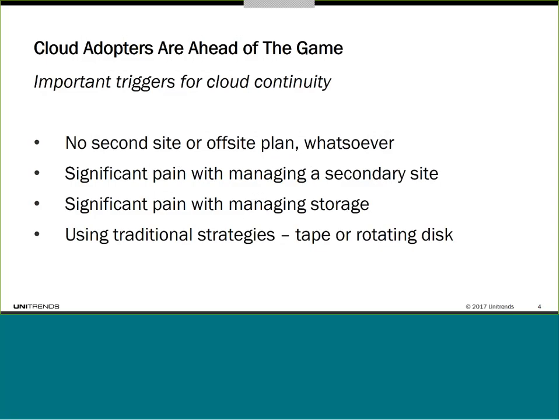What we're finding, though, is that cloud adopters are ahead of the game, and there's some important triggers for cloud continuity. These are the things that cause organizations to move to a cloud solution, right? They have no second site or off-site plan whatsoever, so that obviously can get them moved to some sort of a cloud. Significant pain with managing a secondary site. They don't really want to set up that second site, that private DR location, because of the management piece. There's pain with managing storage at the site. And then a lot of them are using traditional strategies still, tape or rotating disk, and they want to get out of that. So that's one of the reasons that they're moving toward a cloud continuity solution.